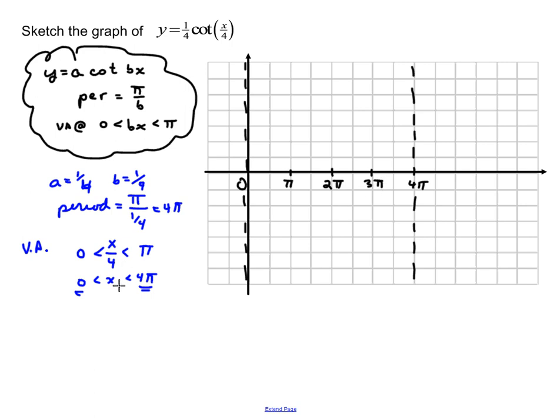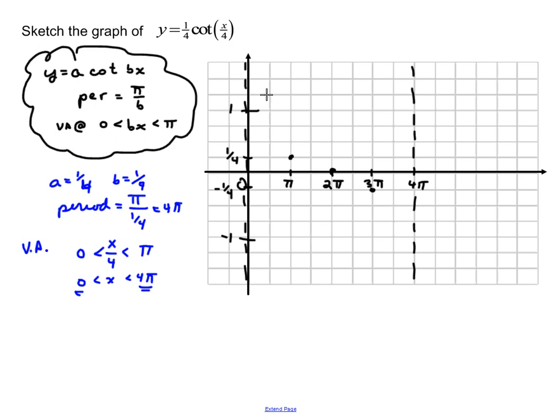Well, as far as the graph is concerned, let's make this 1. Let's make this negative 1. 1/4 is the value for a. So at pi, y would be equal to 1/4. We have negative 1/4 right here. At 2 pi, we're going to be at the center axis, and at 3 pi, we'll be down to negative 1/4.